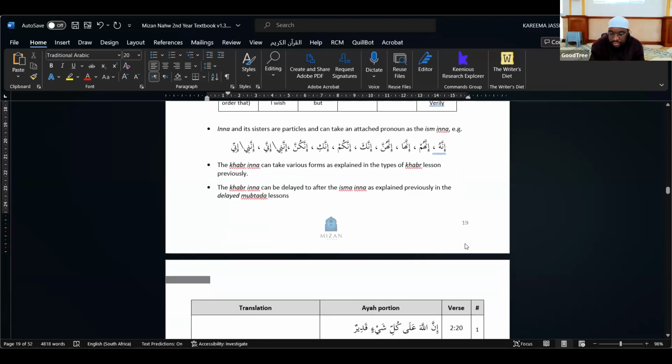So that is that. Now, another very important point that is mentioned over here, and oftentimes this will be the case: you will have inna or its sisters with an attached pronoun. What is the condition of that attached pronoun? You understand the question? Let me take you to something else that you know, and then I'll explain. It's simple, but I'm going to explain it anyways.